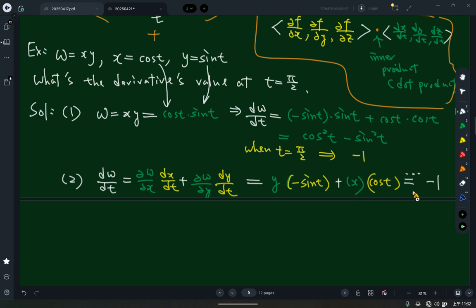Because you can just replace y back with sine t and x with cosine t here. So here you directly change the expression from xy to an expression in t. Here you just use the chain rule for two-variable functions. Okay, so this is the answer.